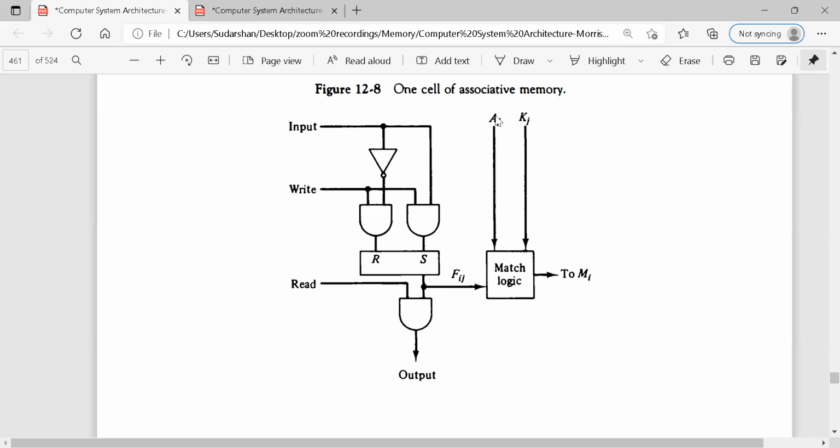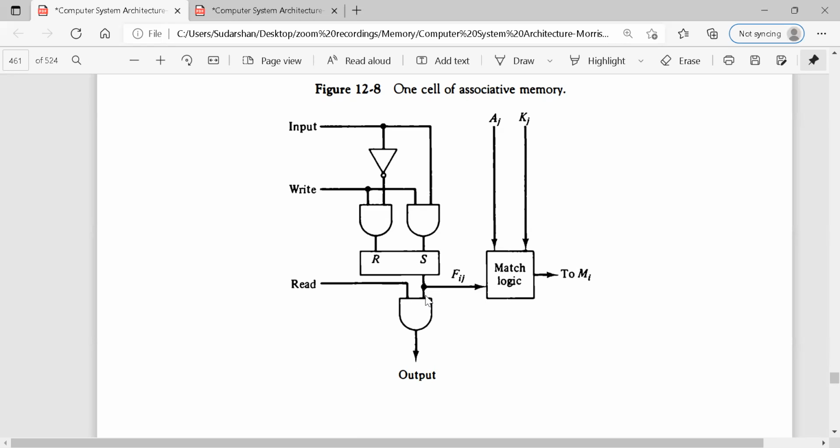In the match logic, AJ and KJ are given. Whenever AJ is 1 and KJ is 1, it has to be correspondingly compared with FIJ. When KJ is 0, the corresponding bit of AJ need not be compared with FIJ. And that goes to the word we normally call MI, the ith bit of your match register. It can be either 1 or 0. This is for one cell. The same thing should be done for all the cells.